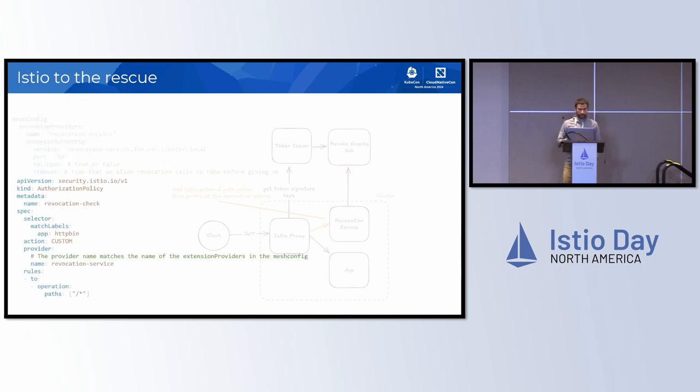Then we just need to add an authorization policy to our applications with the action custom. That then will reference that same external service. Now you basically have a secondary layer of authorization around your service that gives you the ability to check beyond just the token's lifetime.